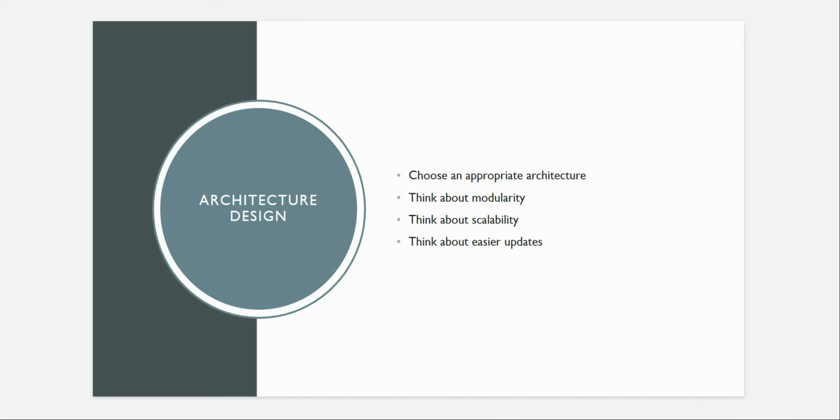Then we have the architecture design. Choose an appropriate architecture based on the application. Now this completely varies depending on what kind of application you are building, but make sure that you have done a thorough study of your architecture. Then ensure that it supports modularity, allowing for easier updates as well as scalability. These are the key constraints you need to keep in mind whenever you are building an application with AI capabilities.